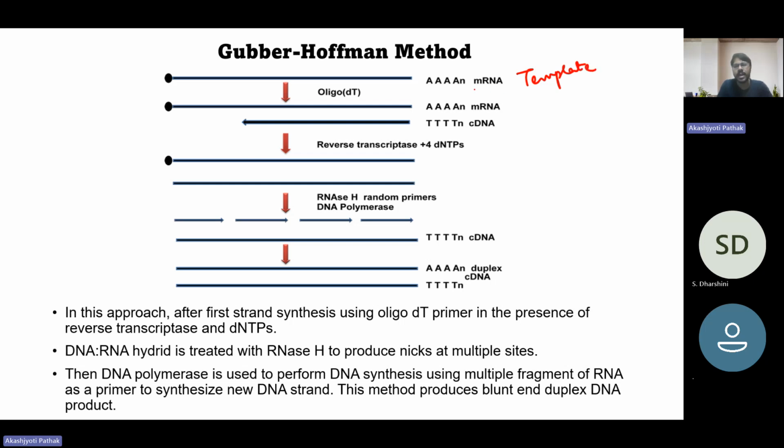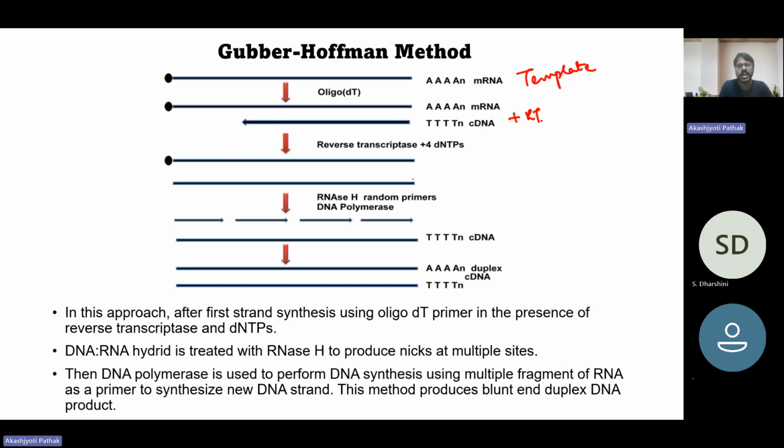Now for synthesizing a new DNA strand, what will be required? A primer will be required, isn't it? Since this mRNA has a poly A tail, an oligo DT primer is used, and then you will add your enzyme. You will add the reverse transcriptase enzyme. So from this mRNA, your cDNA will be synthesized.